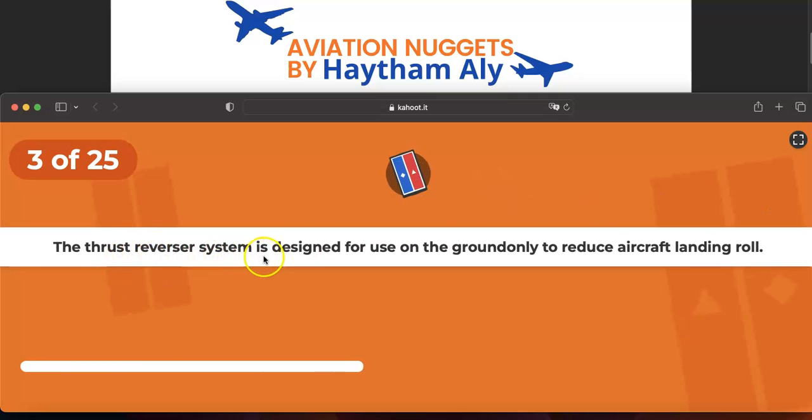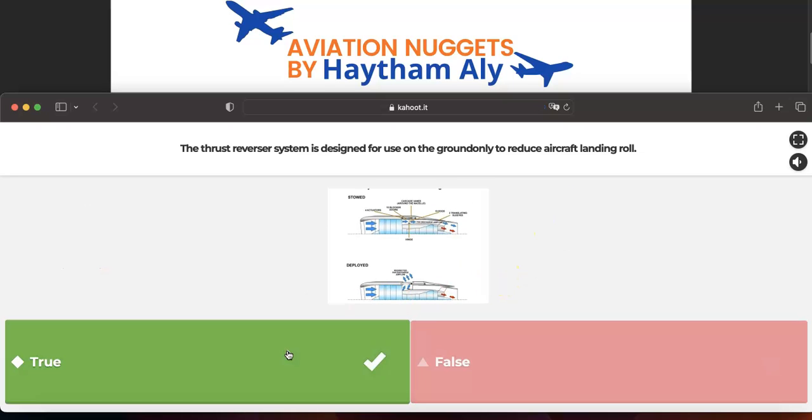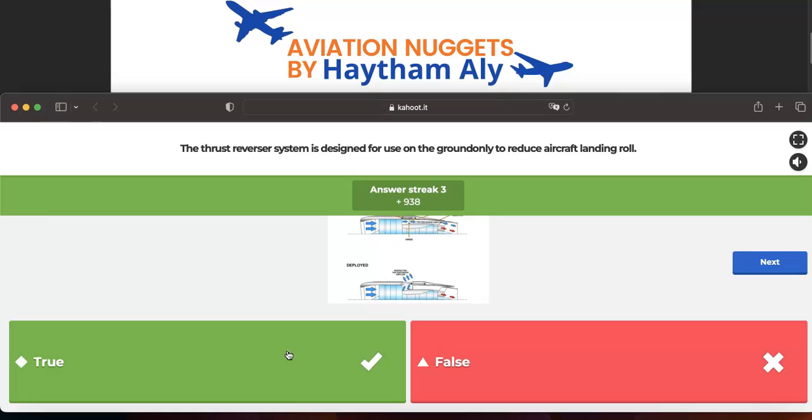Question 3 of 25. The thrust reverser system is designed for use on the ground only to reduce aircraft landing roll. This statement is very true. Yes, thrust reverser system operation is only on ground. Thanks to 3 lines of defense, 3 computers or 3 systems managed by computers need to agree for the thrust reverser system to deploy. First line of defense, second line of defense, and third line of defense.